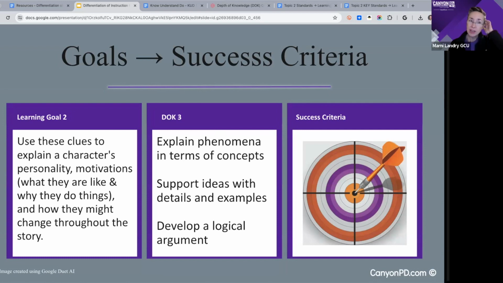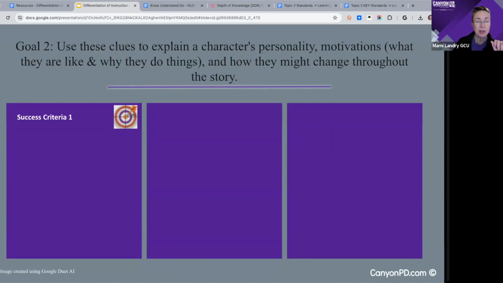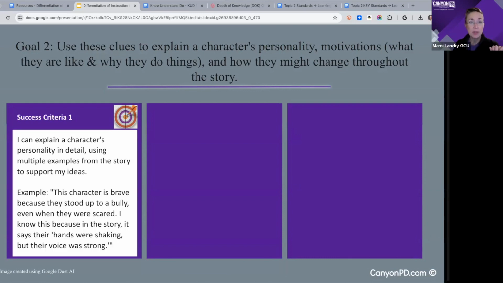You'll notice on this slide on the left, I picked one of those, the learning goal number 2, and rewritten the DOK verbs and level 3 in the middle box. Now we just need to write that success criteria. So for success criteria 1, and I'm going to have 3 because there were 3 verbs in the DOK level 3 identifier: I can explain a character's personality in detail using multiple examples from the story to support my ideas. And I've given you, you can pause this and read what that might look like from a student's perspective.